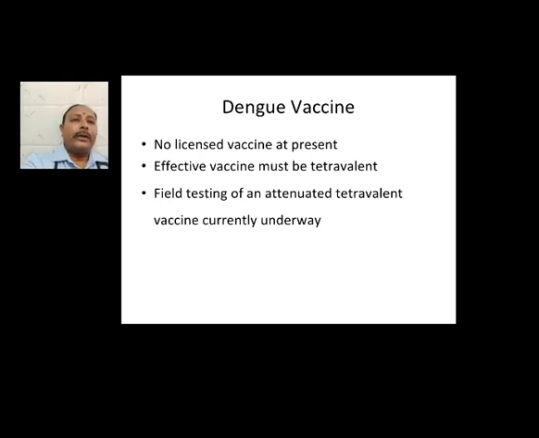Now for dengue vaccines, no licensed vaccine is available up till present. Effective vaccines must be tetravalent. Field testing of an attenuated tetravalent vaccine is currently underway.